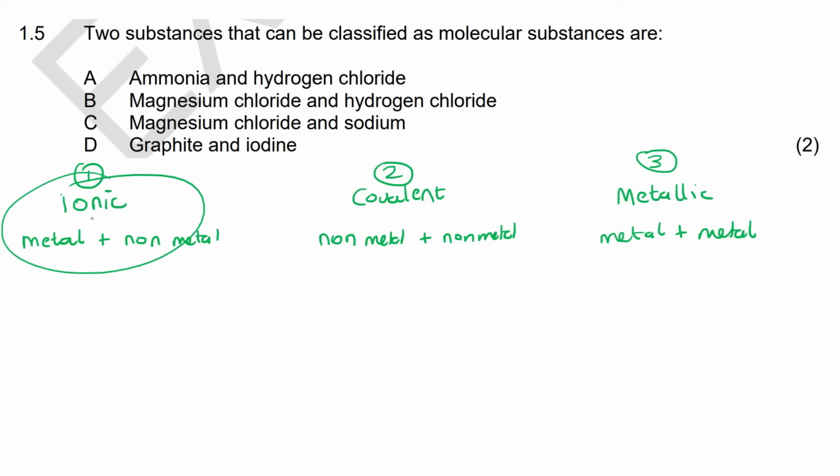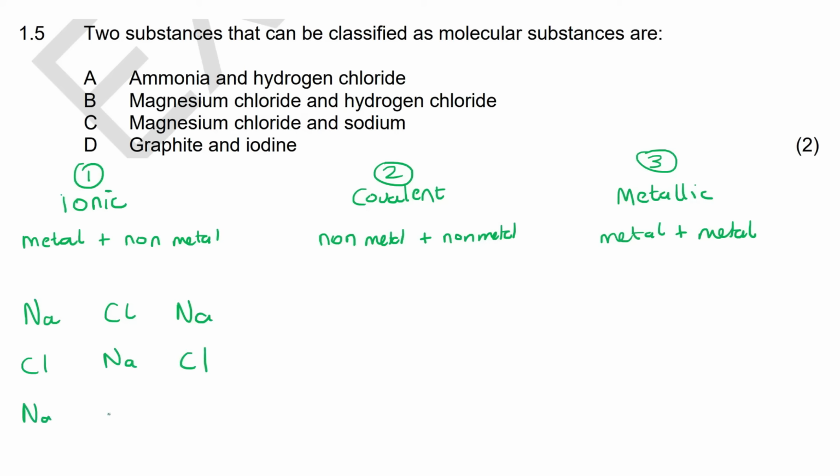With ionic, you would have, for example, sodium chloride. You would have a sodium and then a chloride. Then a sodium, chloride. Sodium, chloride. So what it does is it forms a lattice. We call it an ionic crystal lattice. Then I'm going to quickly skip covalent and I'm just going to come to metallic.